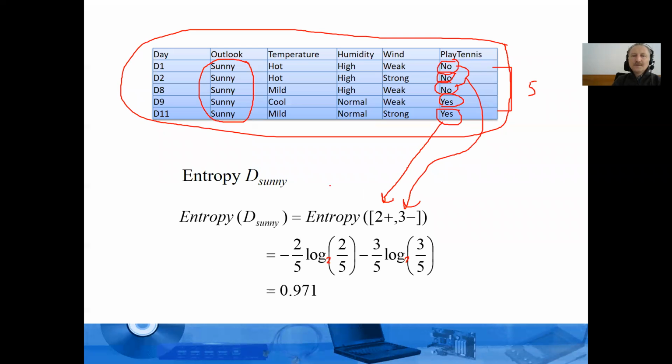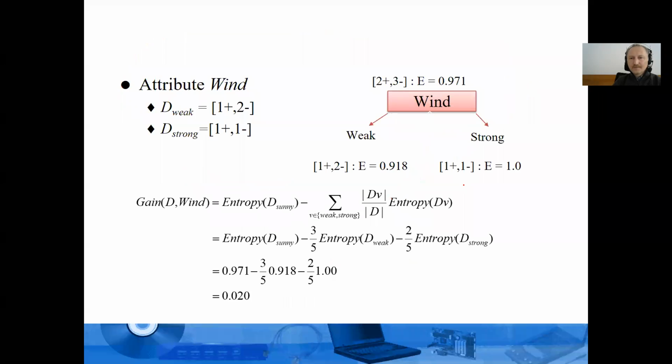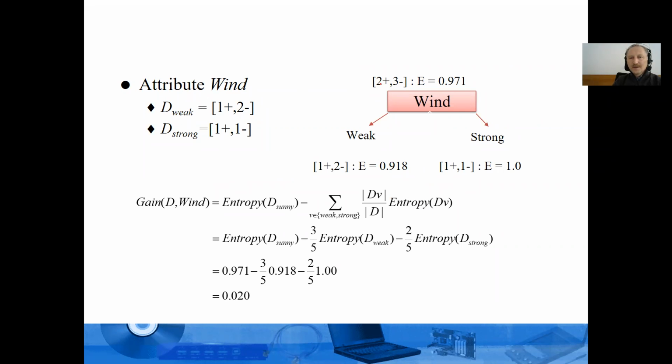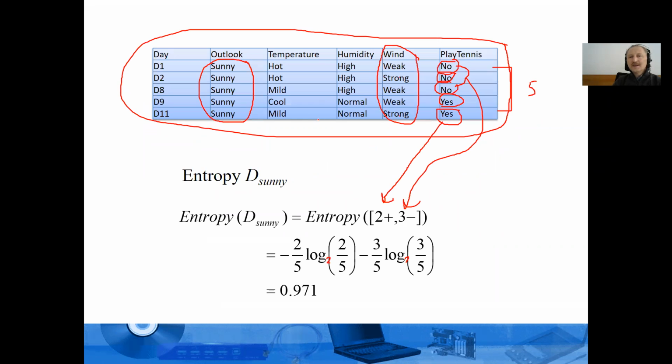Again, for sunny you can calculate for wind. How many of them are weak? 1, 2, 3 of them weak, 2 of them strong. Again, you can calculate the entropy of wind weak and wind strong, but not for the whole data set, only for this data set.